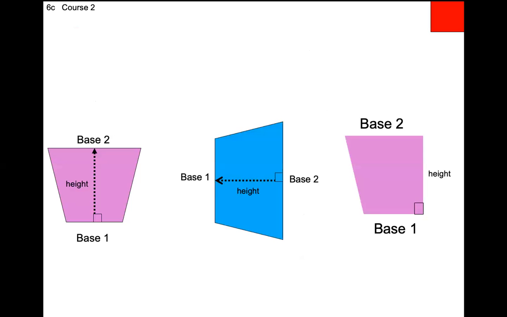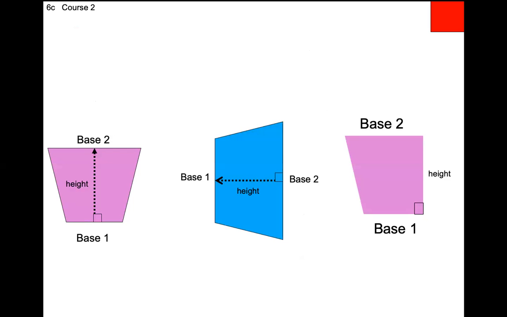Here are all three ways that the trapezoid could look. The bases could be on the top, height between them. The bases could be the sides, height between them. Or this is called a right trapezoid. Notice that the height isn't listed. There's no dotted line because here's your right angle.